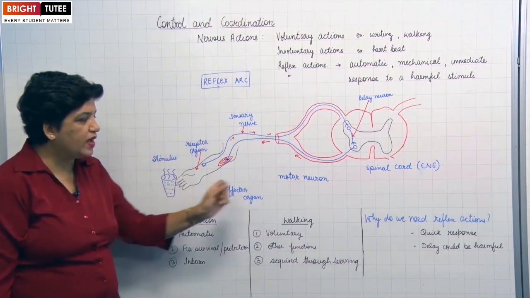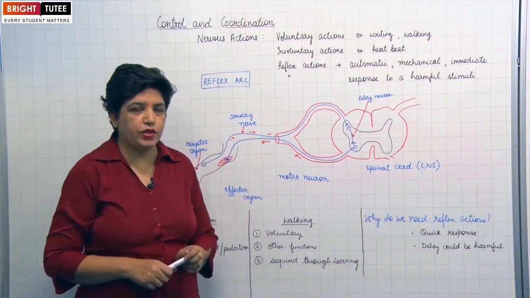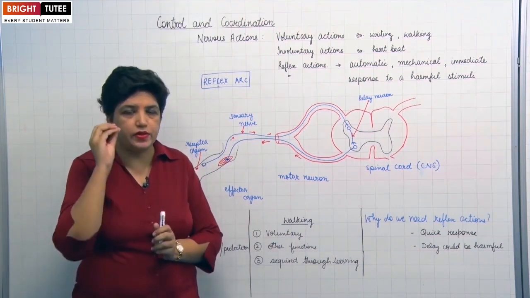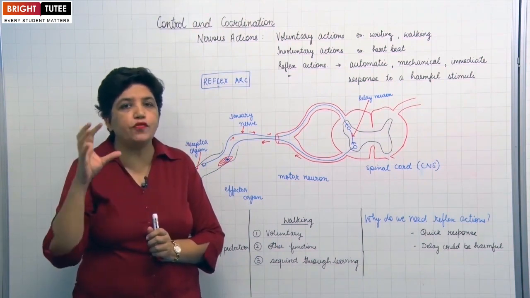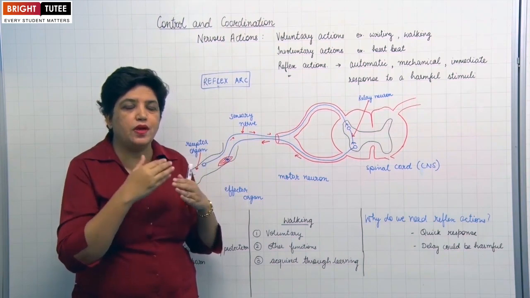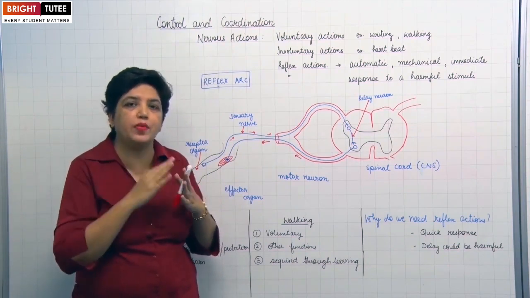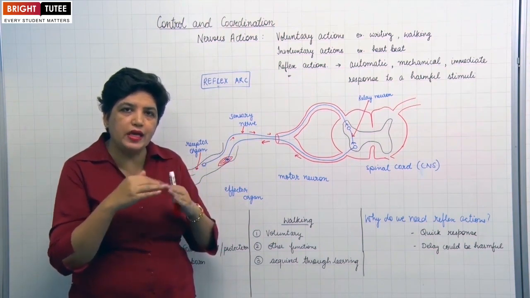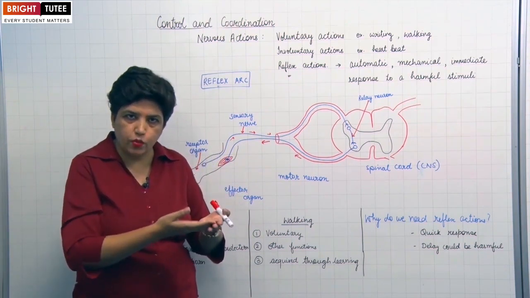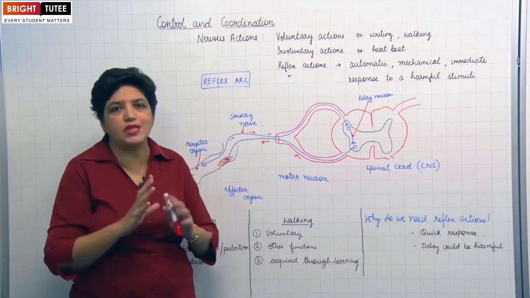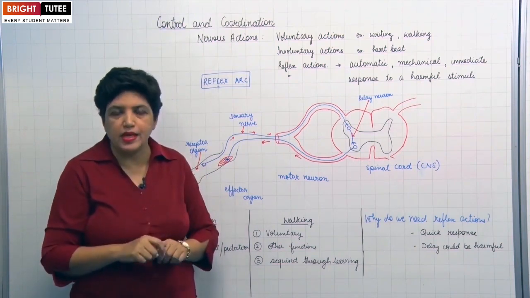Alright? So why do we need reflex action? You know, in the central nervous system, there are many centers. They receive information from all parts of the body. Then the information is processed depending upon whatever is stored in the brain. The thinking goes on, and then accordingly the response is produced. What should be the response to this? But what happens? This whole process takes a little bit of time.